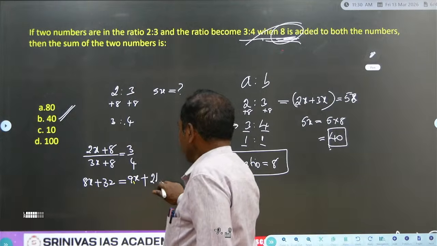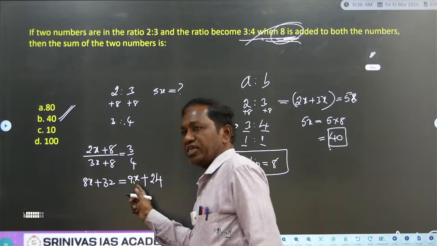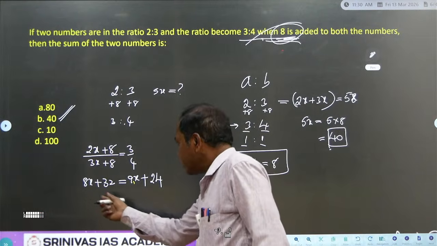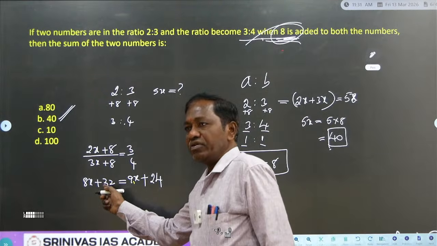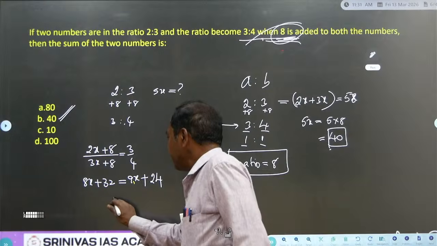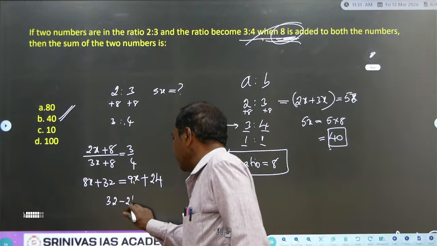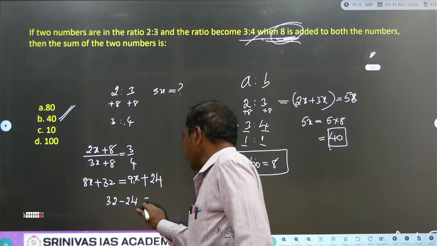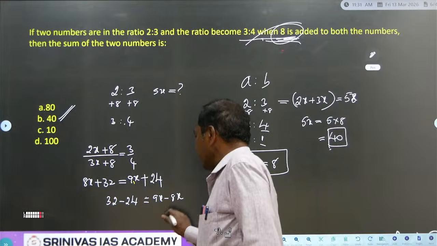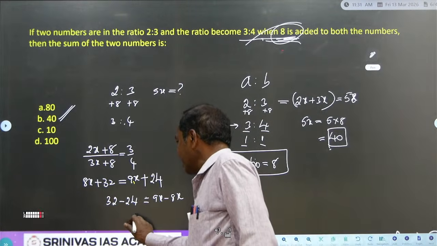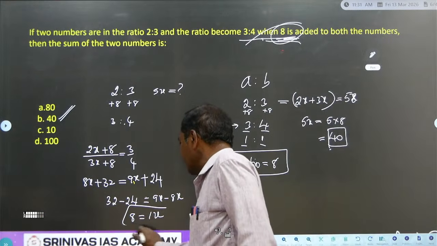This is 24, right. Now, which is bigger, 8x or 9x? 9x is bigger. 8x you can bring to the right hand side, and 24 can be shifted to the left hand side. It means 32 minus 24 equals 9x minus 8x, equals 1x. I am writing it, but so much work is not required.